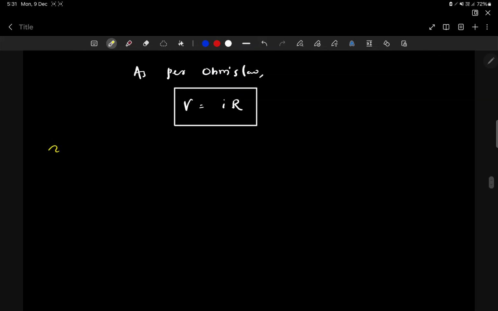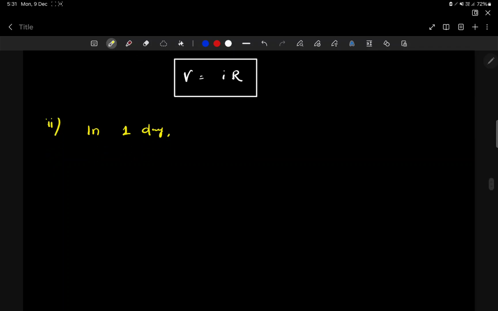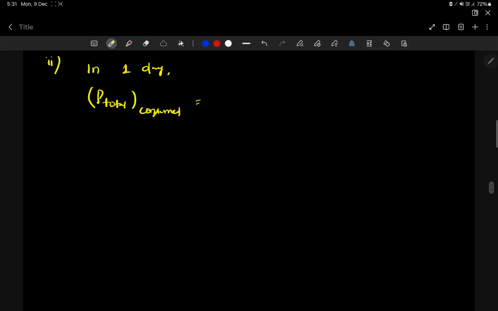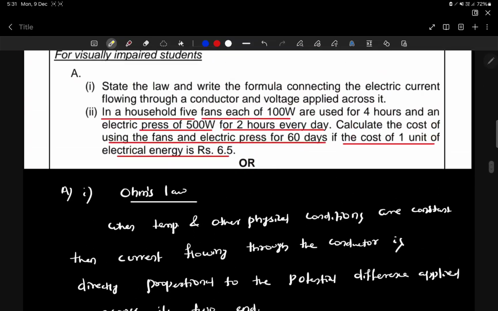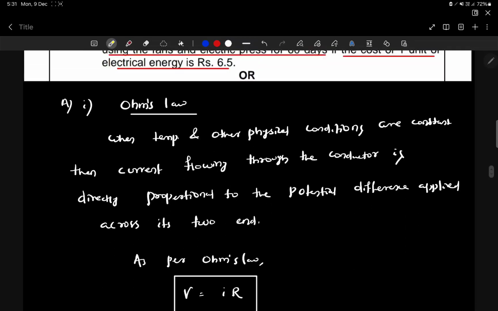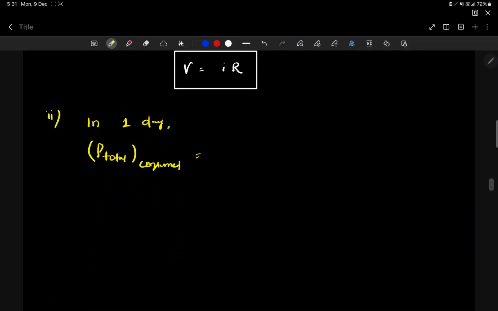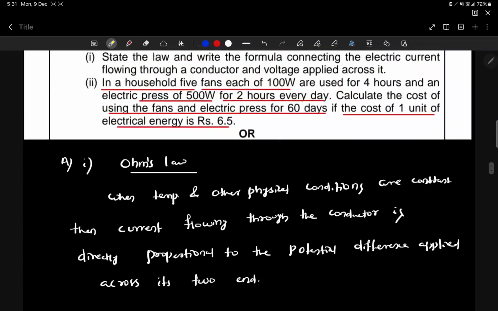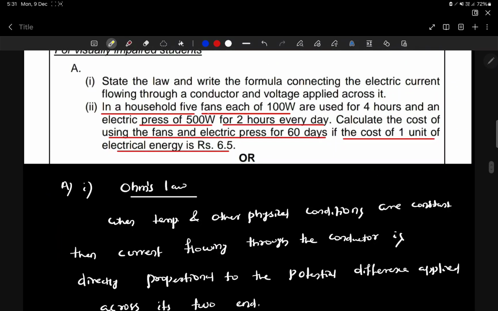So, in one day, first all of you calculate what is the total power consumed. So, P total consumed in one day. It is given in one day 5 fans and an electric press. So what is the total power consumed? Total power consumed is 5 fans of 100 watt, used for 4 hours.